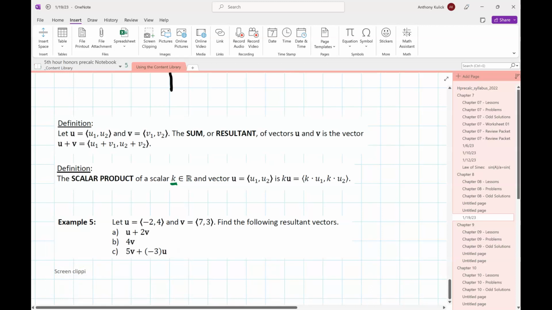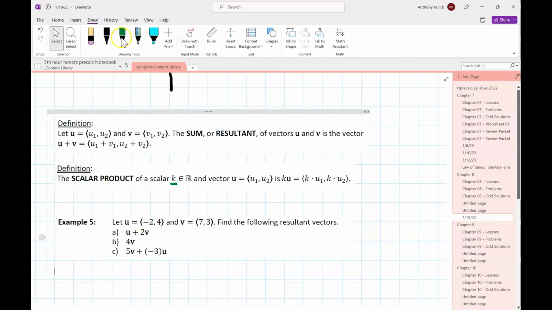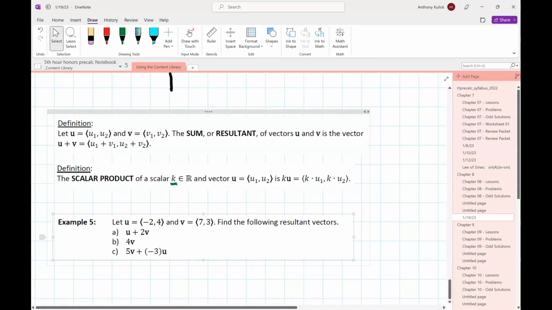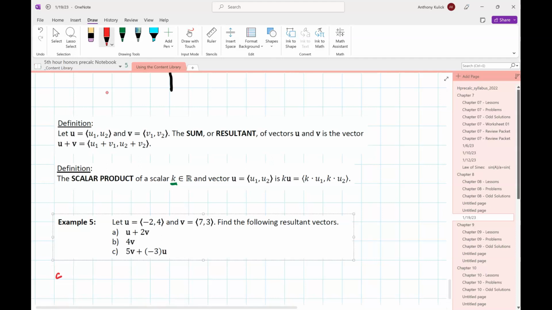So u is the component form vector -2, 4. v is the component form vector 7, 3. And we want to calculate u plus 2v. So doing that first. There's my u, and then I have 2 times v.